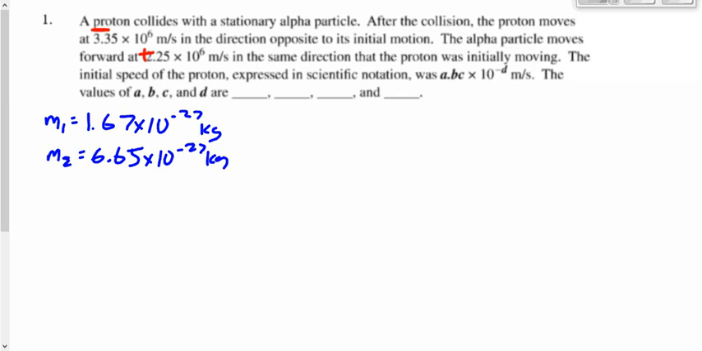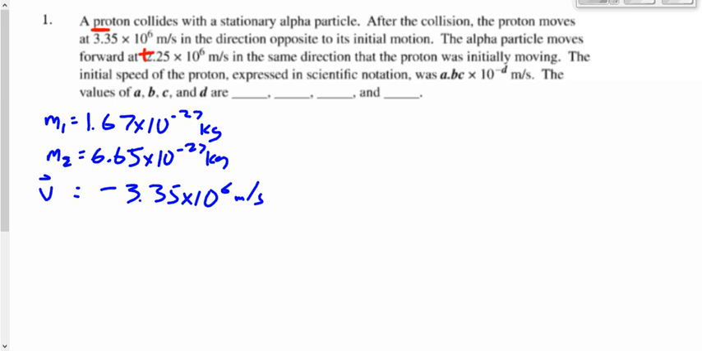What else do we got here? We got a negative 3.35 times 10 to the 6 meters per second. That's a velocity, of course. What velocity would it be? Would it be V1 or V2? 1 is the proton, 2 is the alpha particle. V1 or V2? John? Yeah, it's V1. Good.